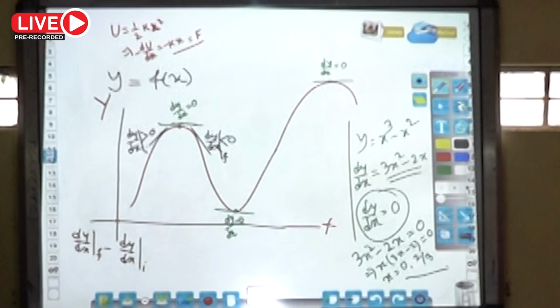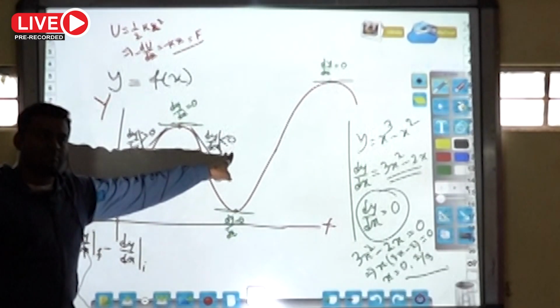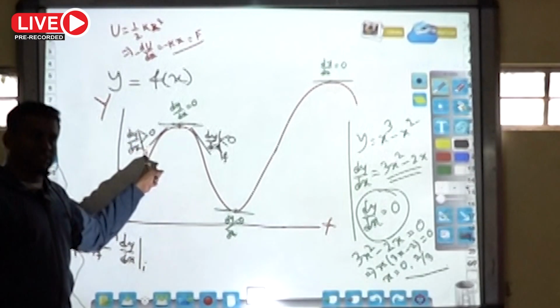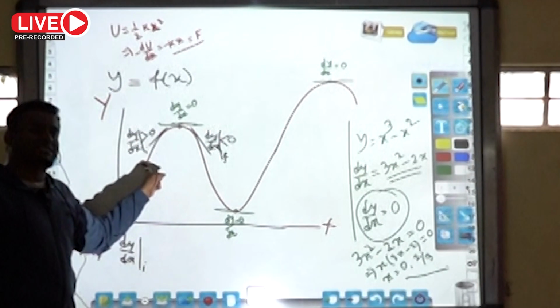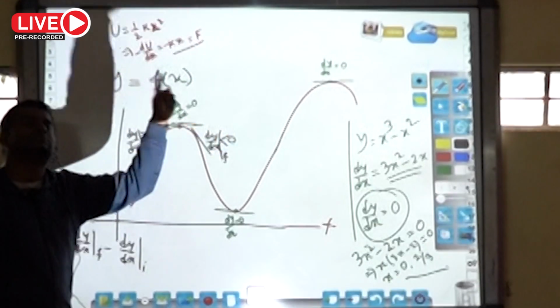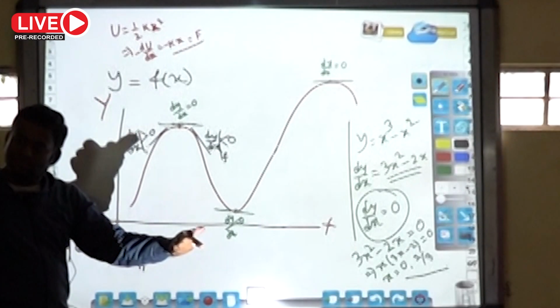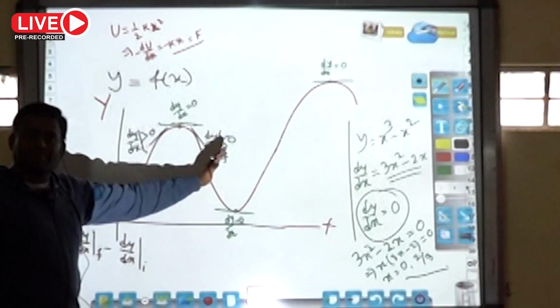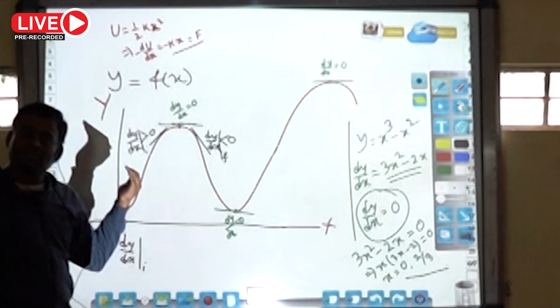What is the sign? Final minus initial means change in dy dx. Final value is negative, initial value is positive. Suppose final value is minus 2, initial value is plus 2. So minus 2 minus 2. So it will be negative. From a negative value you are subtracting a positive value, so the entire value will be negative.